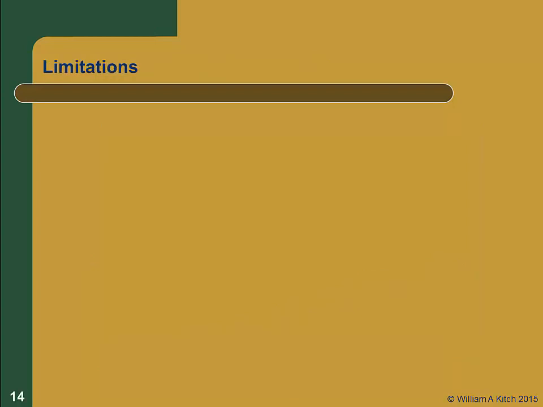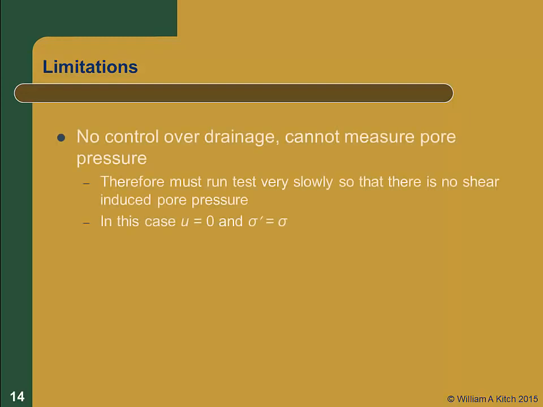There are a number of limitations to the direct shear test. These include the following. There is no control over drainage in the specimen, and we cannot measure pore pressures during the test. Therefore, the only way we can know what's really going on is to run the test very slowly so that any excess pore pressures that might be generated can dissipate.